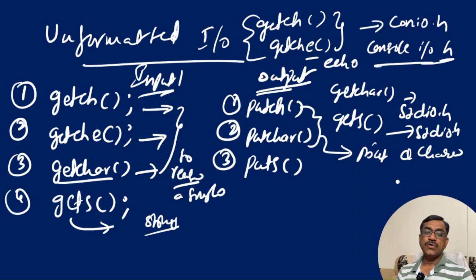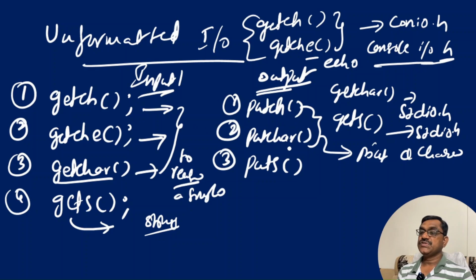Okay, they are not going to print an integer, float value, or anything else. They are going to print only a character. We can't print a message that the character is some A. This is not possible. There is no formatted output in putch as well as putchar.